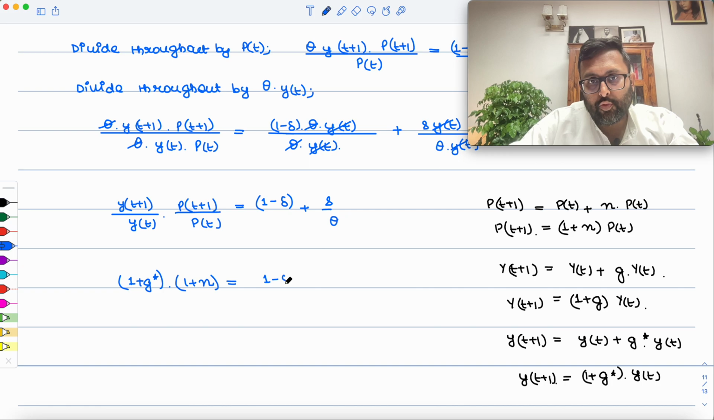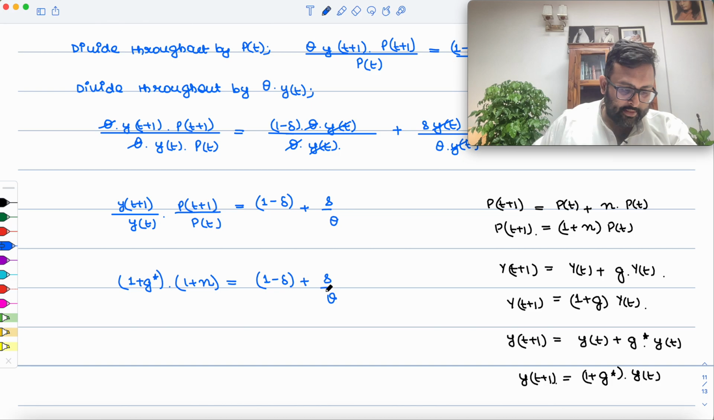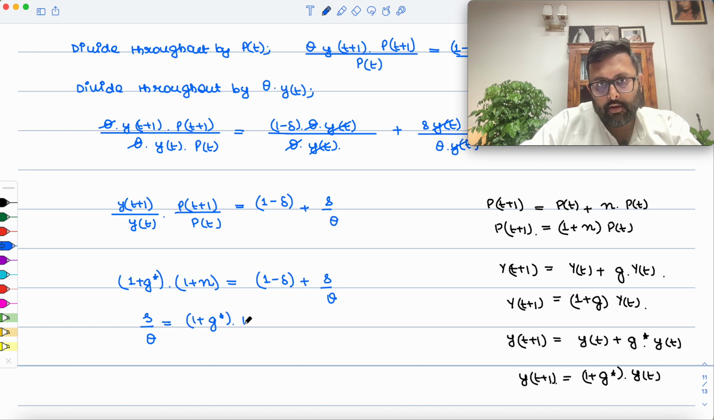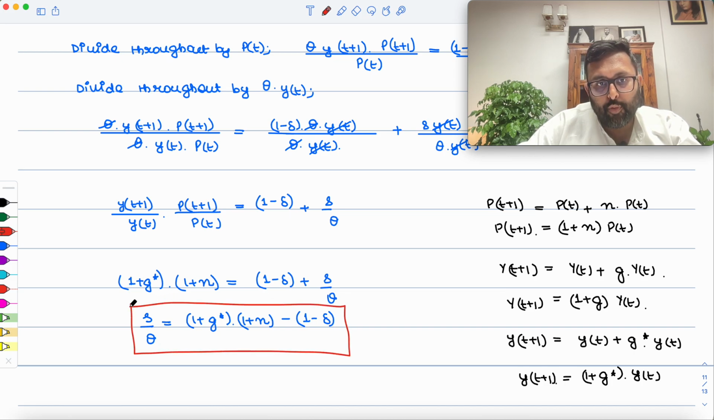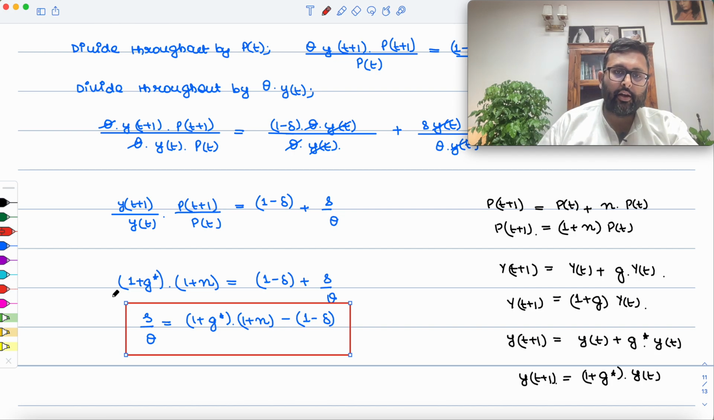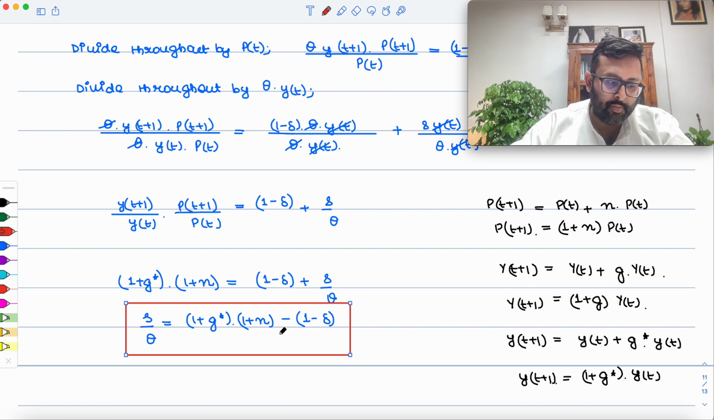Right? Equals 1 minus delta plus s upon theta. So basically now we can write s upon theta equals (1 plus g star) into (1 plus n) minus 1, upon minus (1 minus delta). So this expression is taking care of the population growth also. Population growth also. You with me?